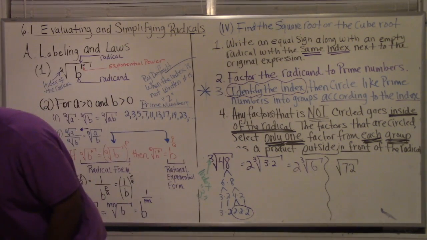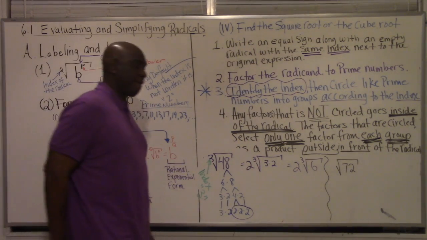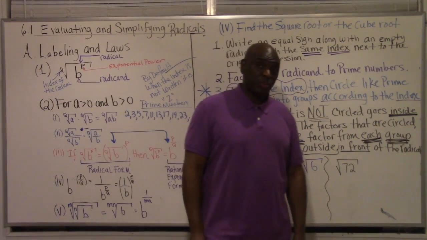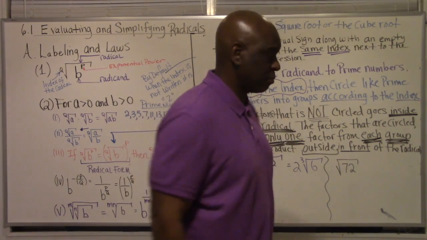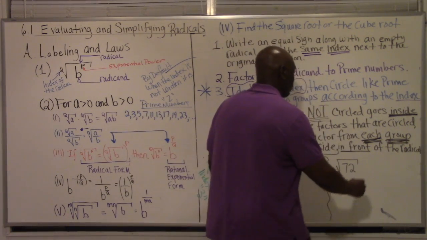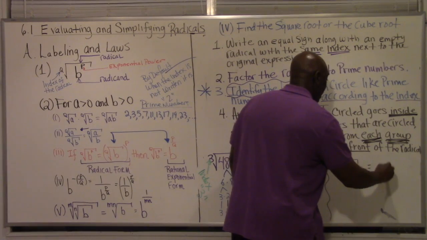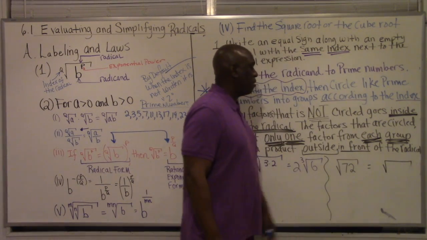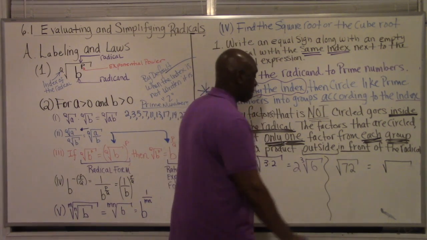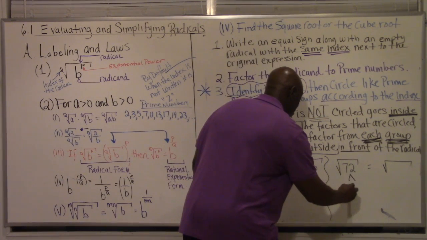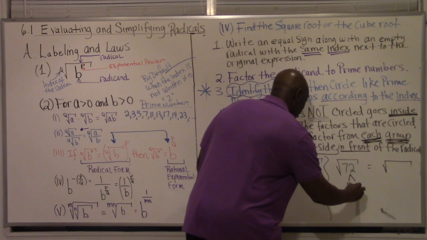How about the square root of 72? All right, how would you break it down? You can pause me, try it yourself, if you want. So first, I'm gonna write the house, put the house there. Step one. Step two, break 72 down. 72 is 9 times 8.